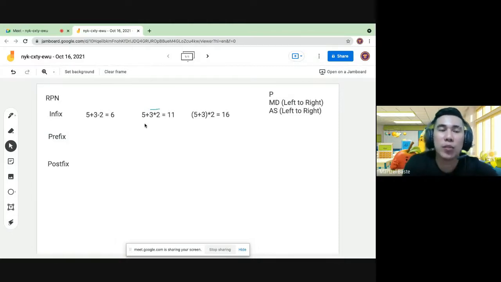But that is not what we are going to do right now. What we are going to do is prefix and postfix. So actually, postfix lang ta. However, we will leave infix and prefix aside. The reason why I included this in our discussion is this.